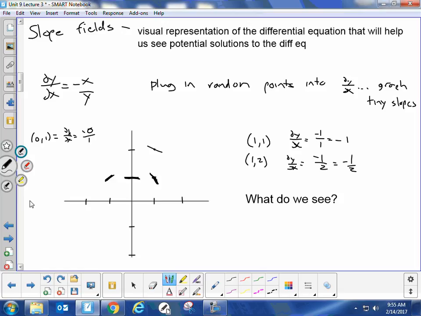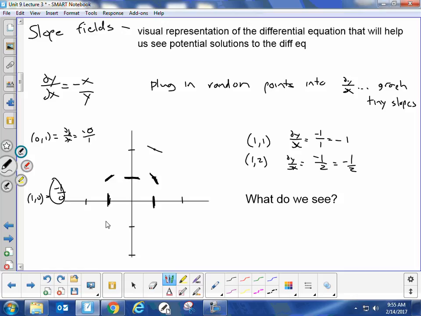At (1, 0), it would be negative 1 over 0. What does 1 over 0 look like for a slope? It looks like something, actually. It's vertical. It's very important. If you have a dy dx that is a 0 in the denominator, that means we're moving up and down, but not left and right at all. That'd be like that over there.